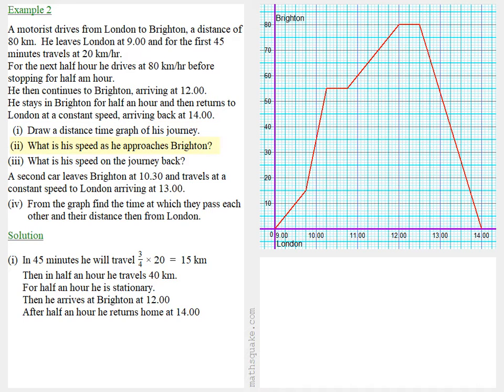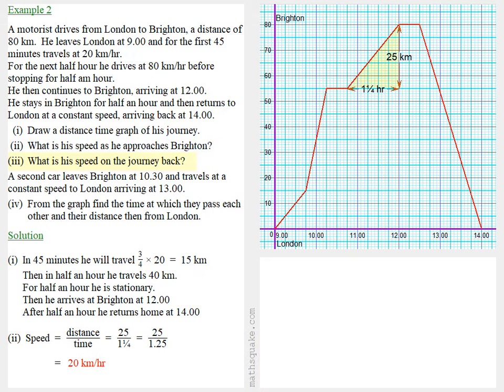In part 2 we're asked, what is his speed as he approaches Brighton? Well, if we look at the section of the graph as he approaches Brighton and draw a triangle underneath, we see that the height of the triangle is 25 kilometres and the base of the triangle is 1¼ hours. So his speed is 25 over 1¼, or over 1.25, which is 20 kilometres per hour.